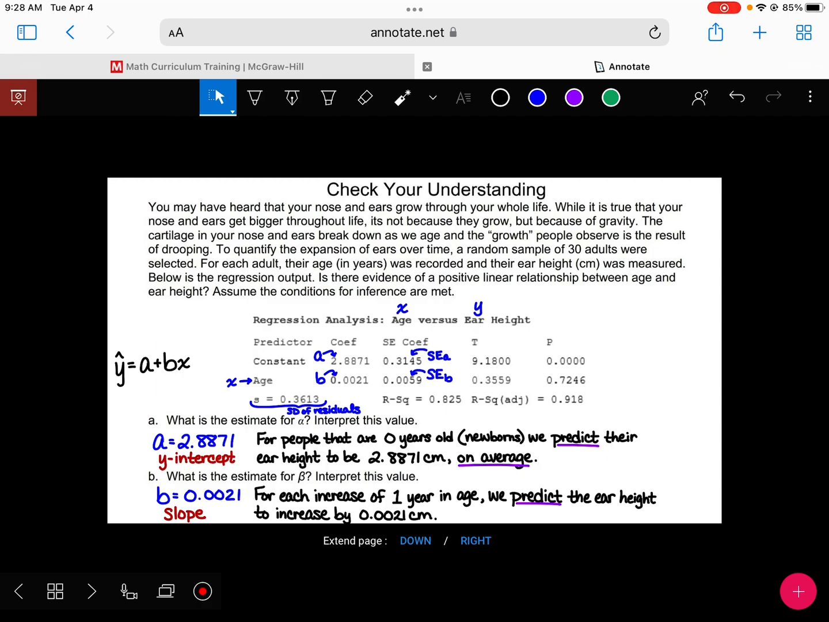I am not going to ask you guys, AP will not ask you guys to calculate the standard deviation of the slope or the standard deviation of the residuals. That will be given to you in output that would probably look fairly similar to this.